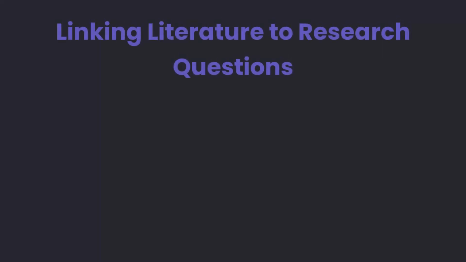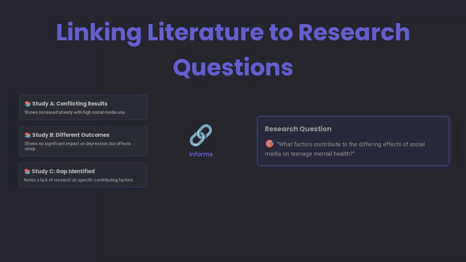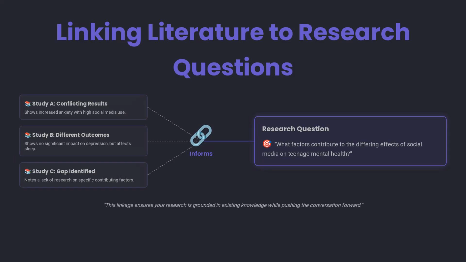Finally, linking literature to research questions is crucial. Your literature review should not only provide background, but also directly inform your research questions. This means clearly showing how previous studies relate to your research objectives.